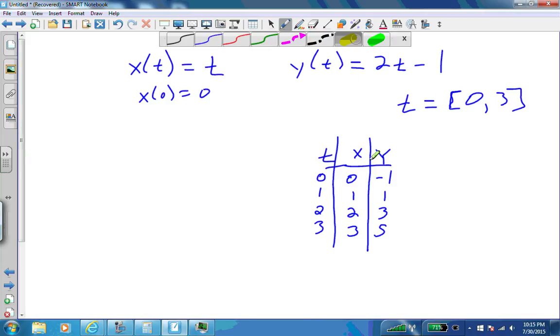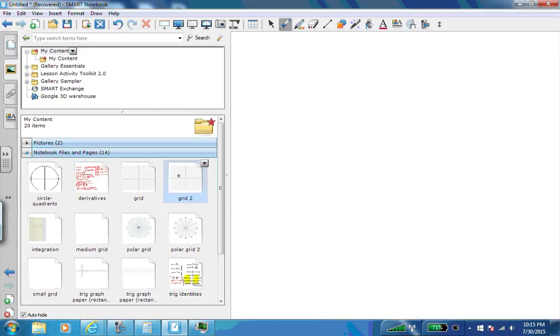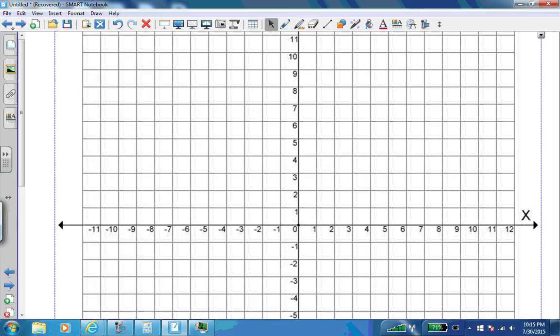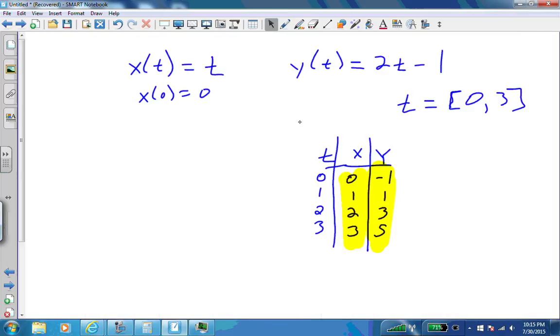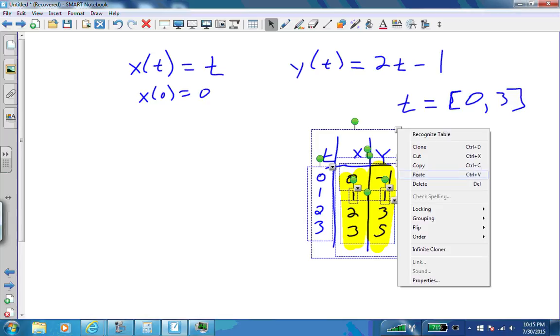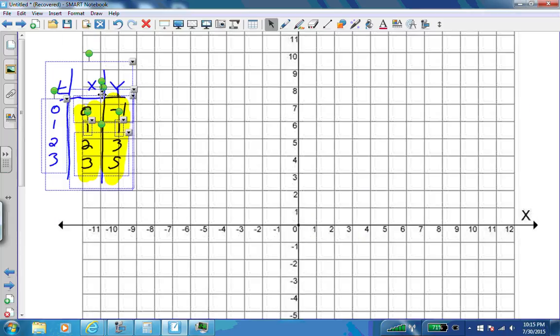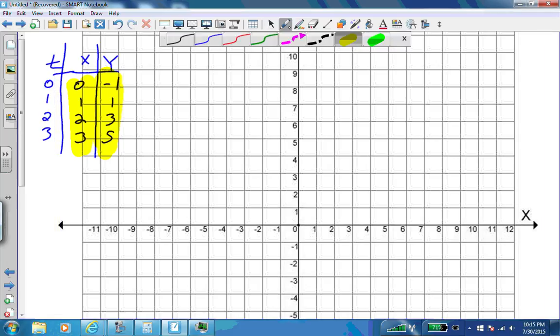So if we plot this on an XY plane, these are our ordered pairs. These are the corresponding times for each of those ordered pairs. So let's pull up a graph. Let's copy this over. So we start out at 0, -1. That's our starting point. Then we go to 1, 1, to 2, 3, and to 3, 5.